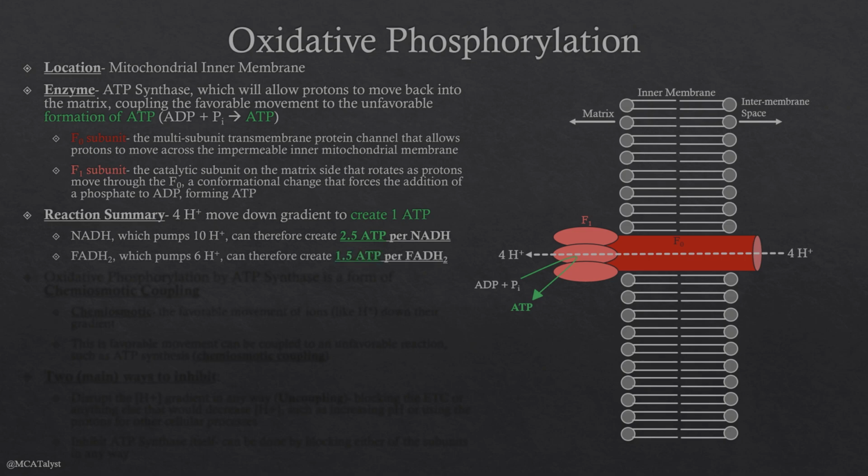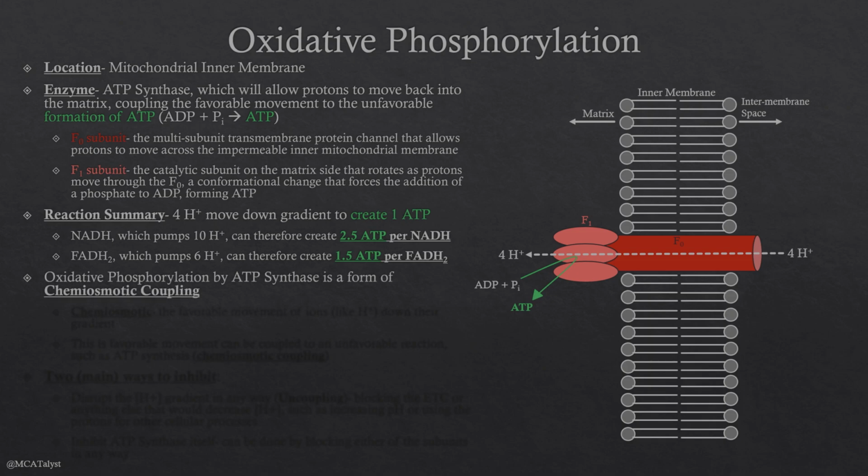FADH2, as a reminder, was only able to pump 6 protons. And so because of that, it is only going to be able to produce 1.5 ATP per FADH2. 6 protons pumped by FADH2, 4 per ATP, 6 divided by 4 is 1.5.